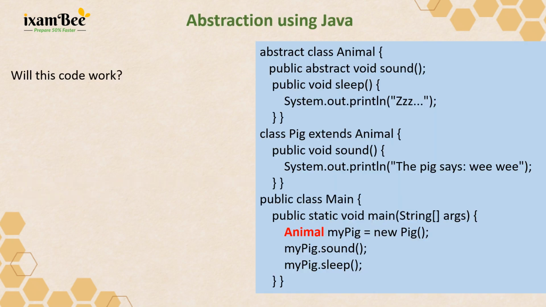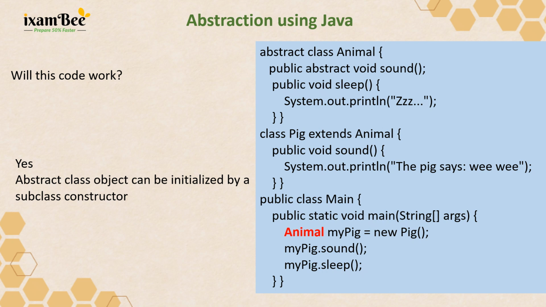Now for this example, we have created an abstract class animal and the class pig extends animal. Here an abstract void sound method was there in the animal class. As you see, the pig class that extends animal class is giving implementation for the sound method. Now the question is, if we are creating an animal object, my pig, and we are going ahead and initializing it with a constructor of the subclass, will this code work? The answer is yes, this code will work because abstract class objects can be initialized by a subclass constructor.